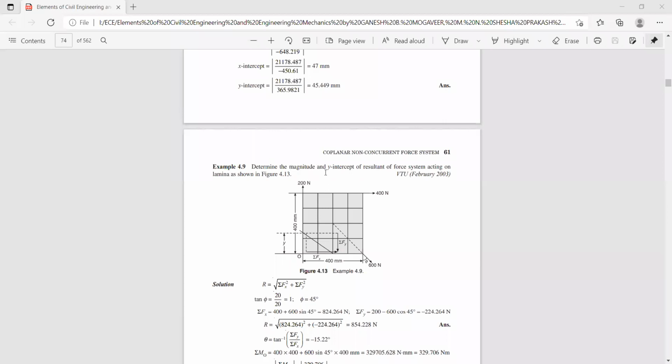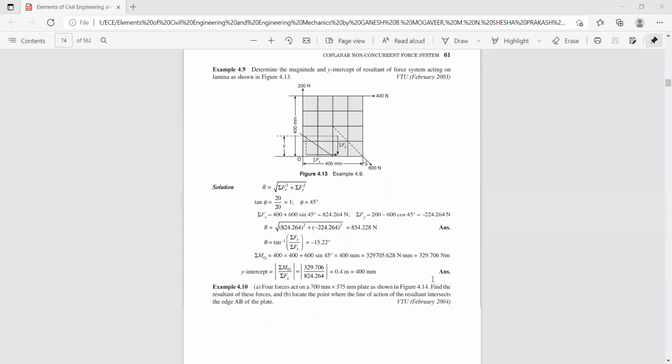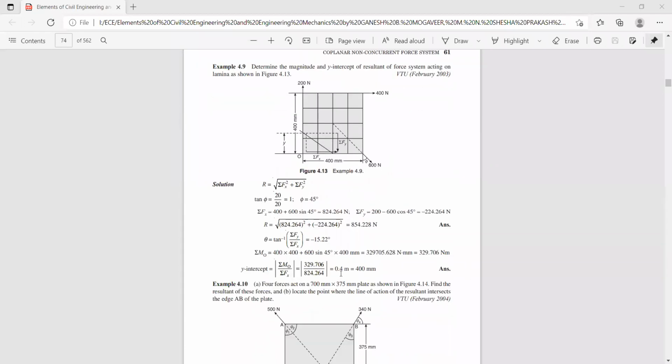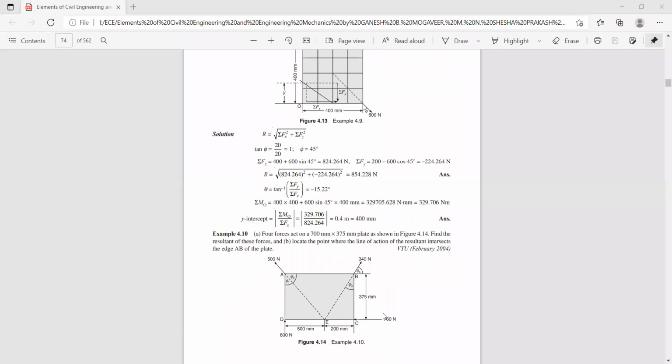Now in this problem, you are asked to find the magnitude and direction of the resultant and also the y-intercept of the resultant. So the y-intercept of the resultant is nothing but sigma M, whatever the moment that you have taken, divided by sigma F of x. So it works out to be 0.4 meter. Here, sigma F of x is positive and sigma F of y is negative. So hence the resultant lies in the fourth quadrant and the angle made by the resultant with respect to x-axis is 15.22 degrees.